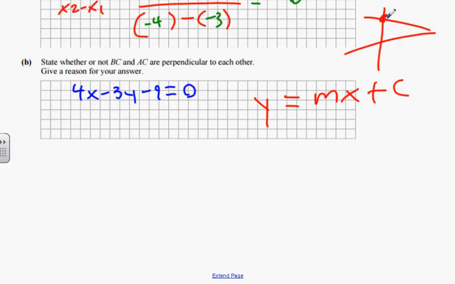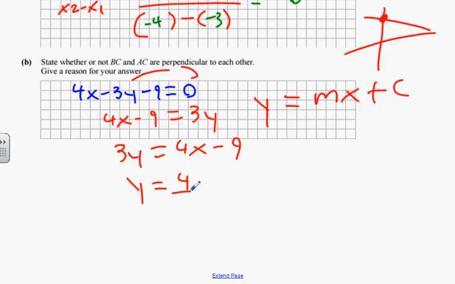When do you know whether to use that line? Either I have 2 points on a line and I can find the slope, or if I don't have 2 points and I'm given the equation of the line, then I can use y equals mx plus c. Get y on its own. 4x minus 9 equals 3y. 3y equals 4x minus 9. Divide both sides by 3. y equals 4 over 3 x minus 3.